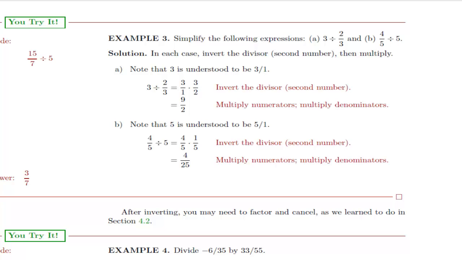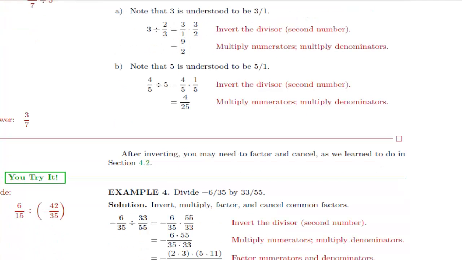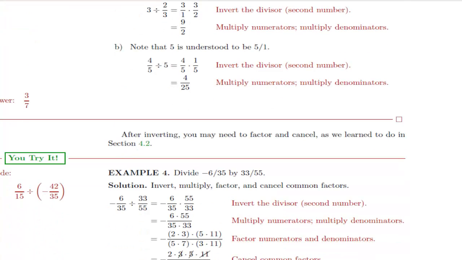B, 4 over 5 divided by 5. Note that 5 is understood to be 5 over 1, so we can invert and rewrite the second fraction as 1 over 5. Then multiply the numerators. 4 times 1 is 4. Multiplying the denominators, 5 times 5 is 25. So the result is 4 over 25. After inverting, you may need to factor and cancel, as we learned to do in section 4.2.